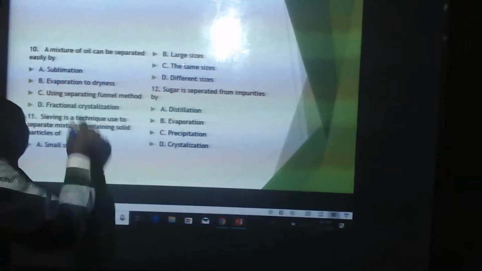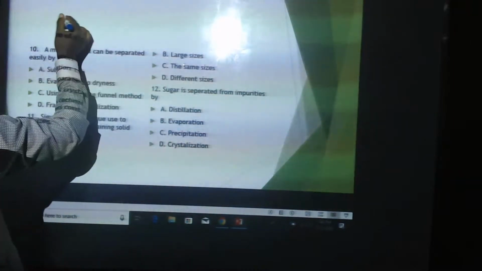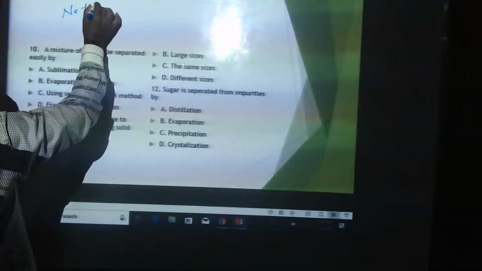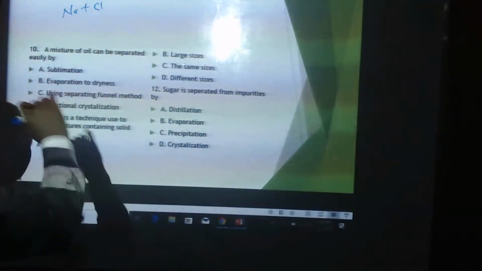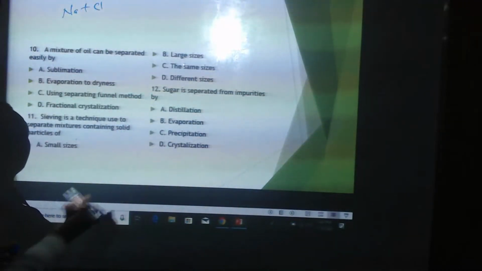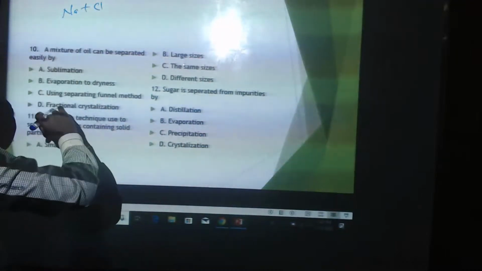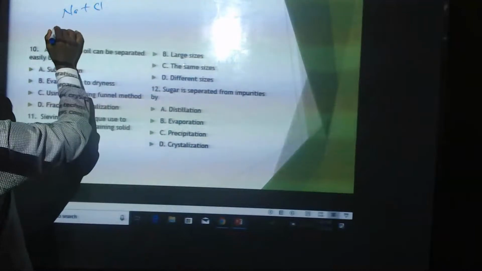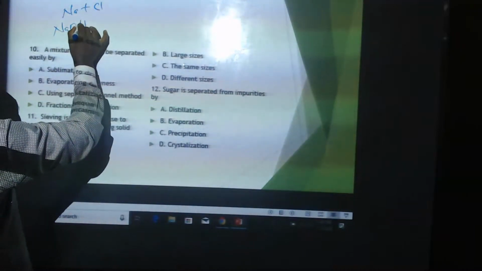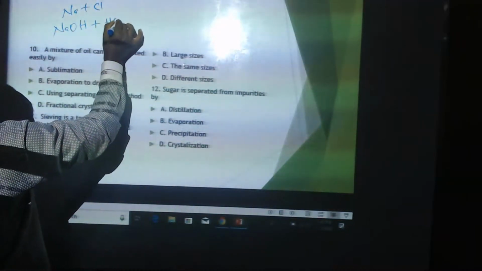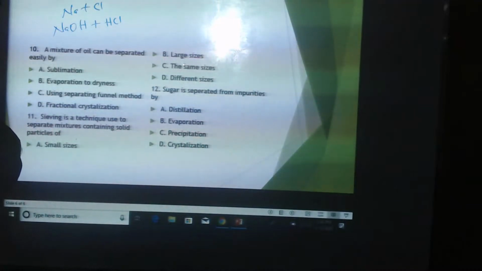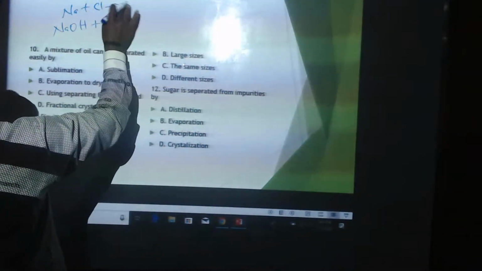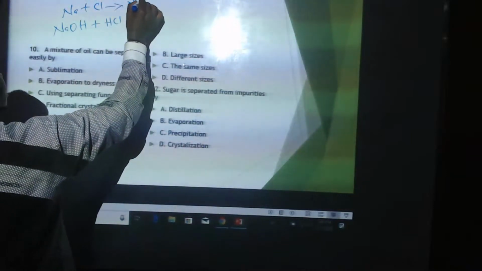Now, imagine they give you sodium plus chlorine. It's a balanced equation. Let me see, they give you sodium hydroxide plus an acid. Balanced equation. Now, very, very easy. This one is just easy. This one is direct. Just add them together.